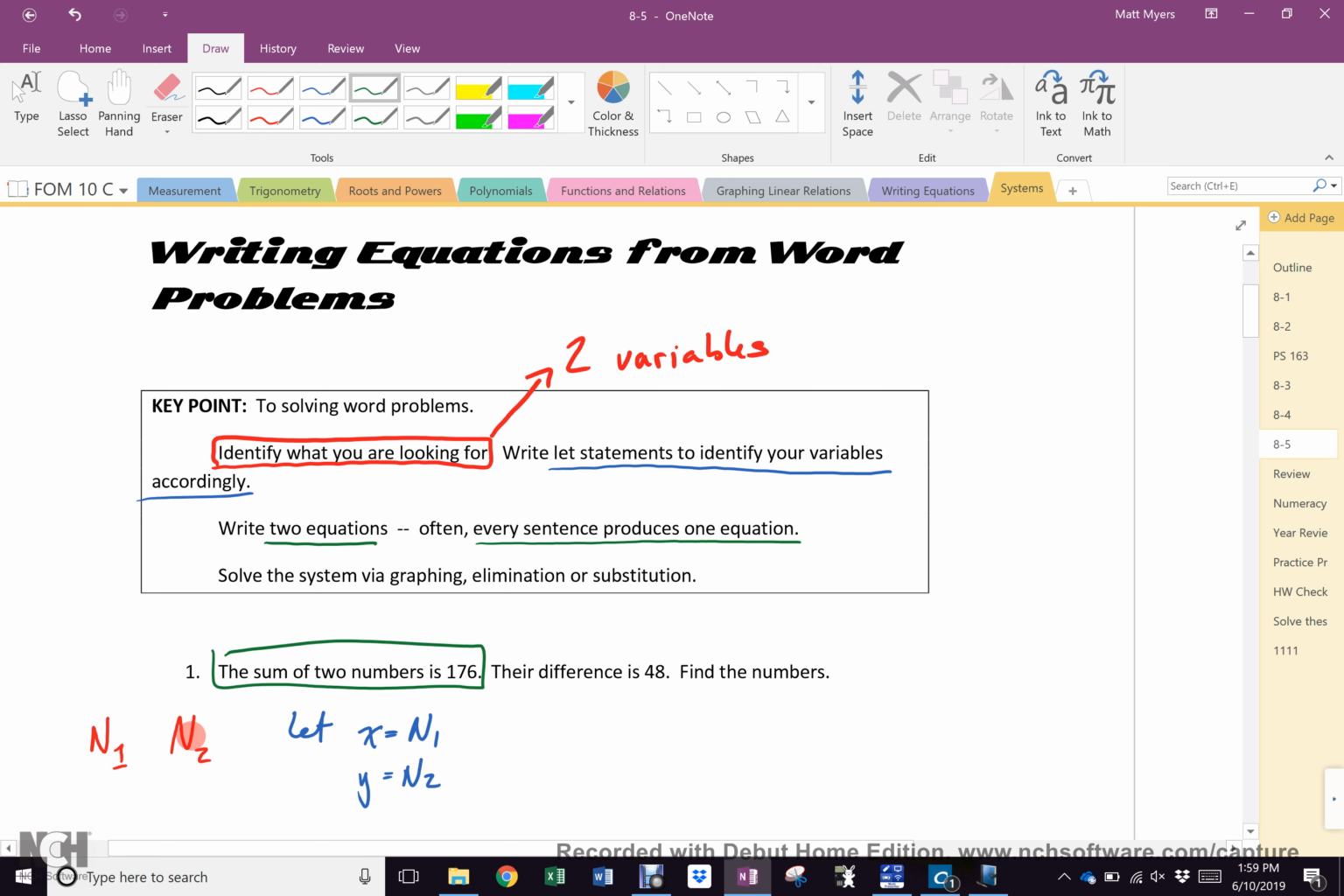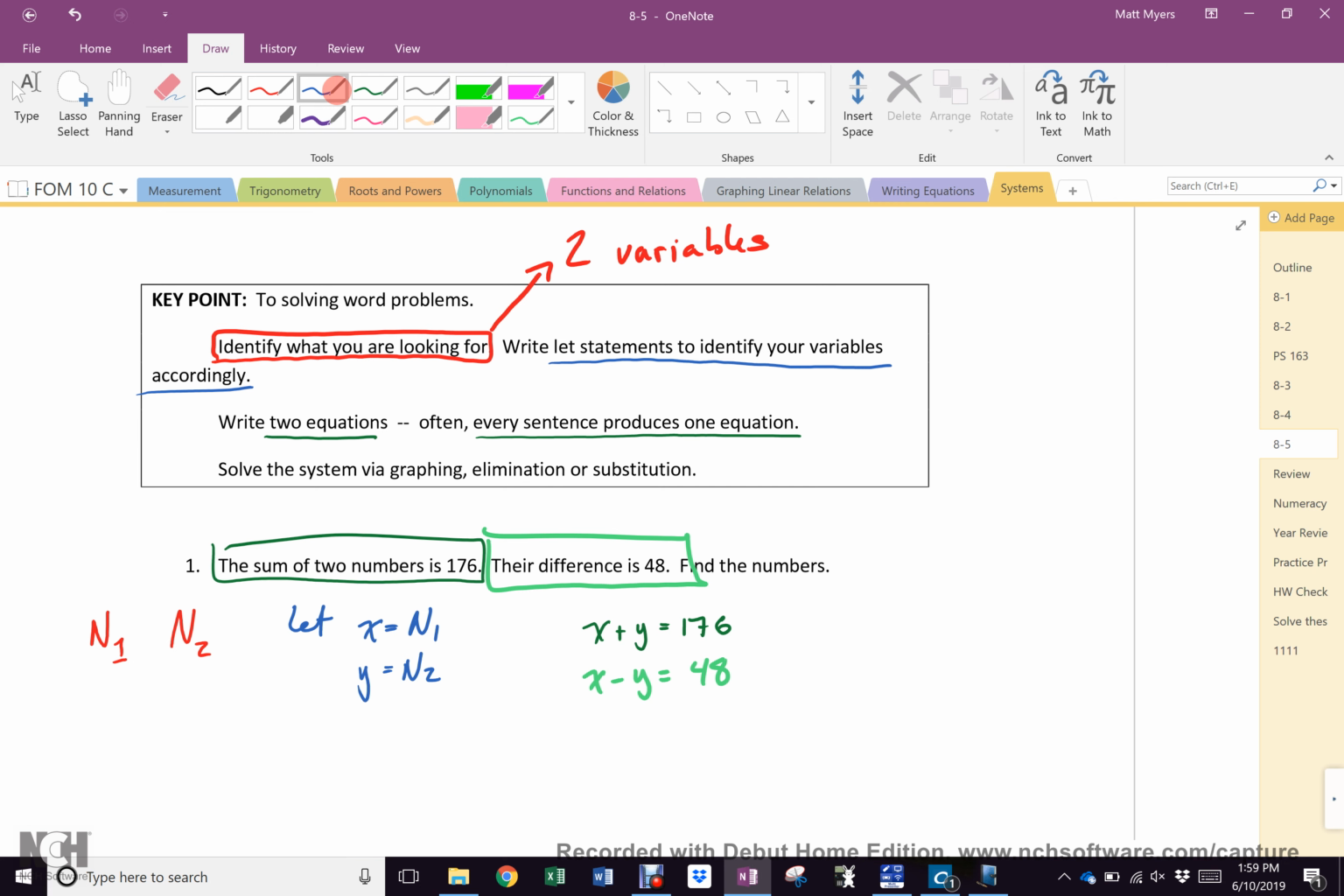So number 1 plus number 2 is 176, right? So how do I write that in math class? X plus y equals 176. Yeah? Okay. I'll use a different shade of green for the second one. Is that a sentence? What does it say? The difference is 48. What math is difference? Subtraction. So x minus y equals 48. Now, what do you have there? It's not a dilemma. You have utter disaster, yes. Is that not a system? So what do we do? We solve it.